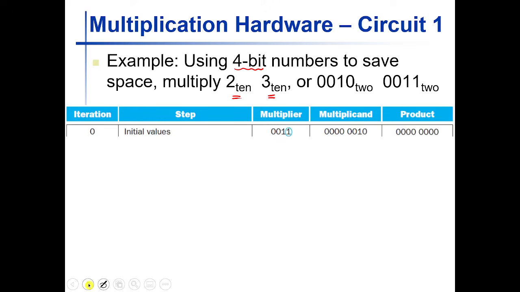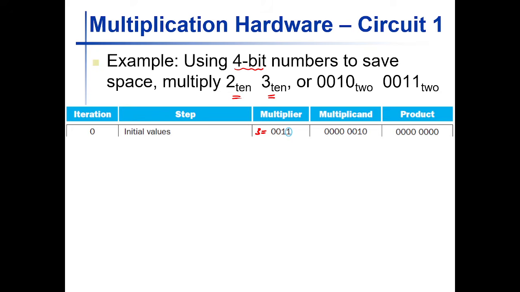So first, in iteration 0, of course there's no iteration 0, this is basically the initial value, the initial state. We're going to consider the 3 as the multiplier. This is basically 3 here, and the 2 is the multiplicand. And remember, the multiplicand register is 64 bits in MIPS, because the multiplicand is 32 bits, so we're going to append it with 32 bits of zeros.